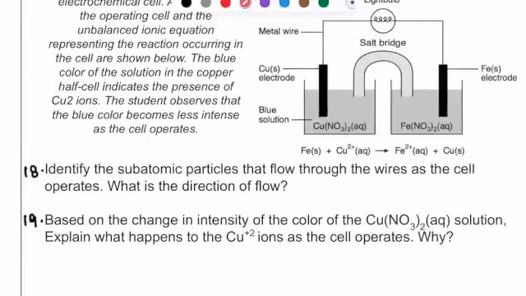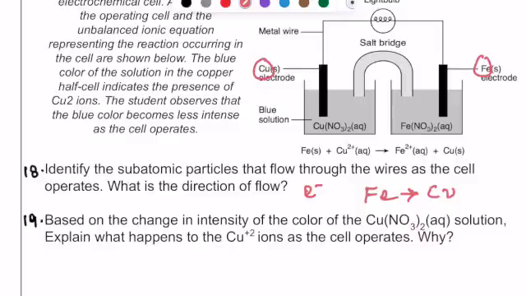Identify the subatomic particles that flow through the wire as the cell operates. That is your electrons. And what is the direction of the flow? Remember, in this case, the electrons always go from anode to cathode. We are comparing copper and iron, so compare which one is more active. Out of copper and iron, iron is more active. So the electrons are going to go from iron to copper.